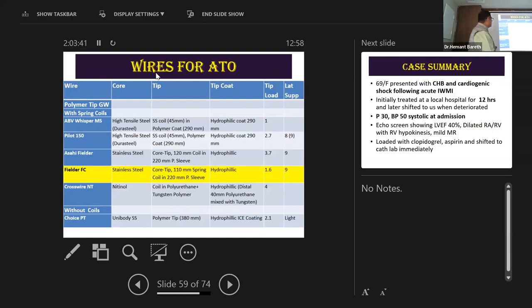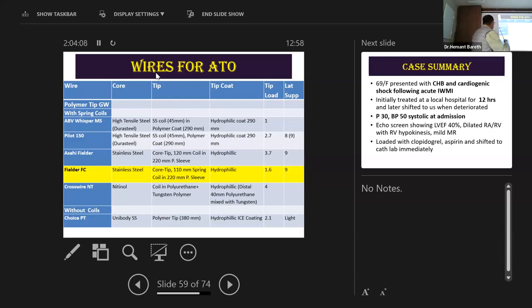So these are some of the wires for acute total occlusion. As you might see, that tip load is generally between 1 to 2, but you could go up to 4. The cross wire entry, the remote cross wire, this cross wire is no longer available. You don't want the wire to make any bends, because there is a thrombus that you have to negotiate.